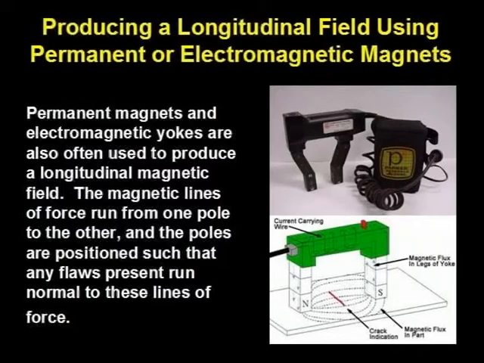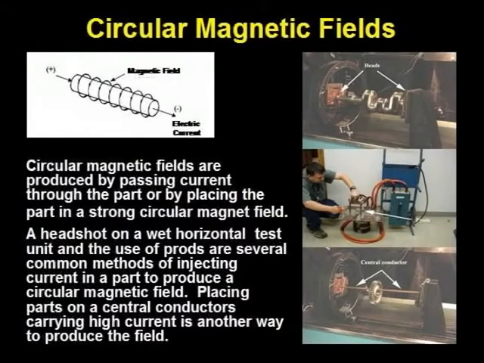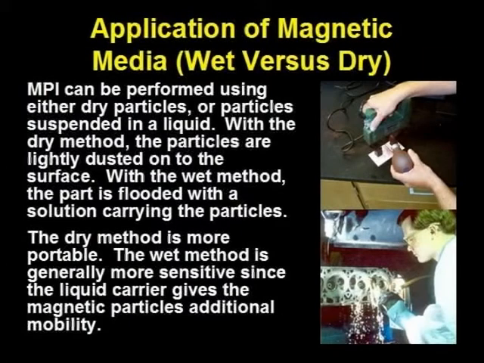The pole pieces of an electromagnetic yoke are adjustable. The pole pieces may be positioned such that the lines of force from one pole to the other would be normal to the flaws of interest. Circular magnetic fields are produced by passing current through the part using a wet horizontal test unit, or contact prods. Using a separate central conductor to carry the current also produces circular magnetic fields.